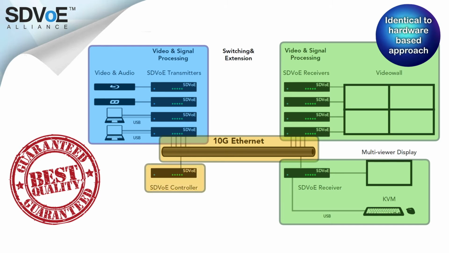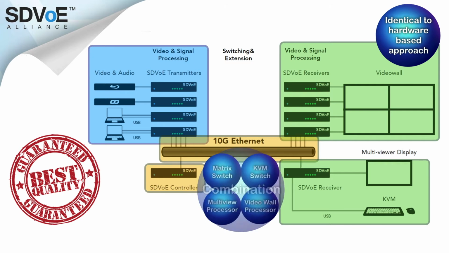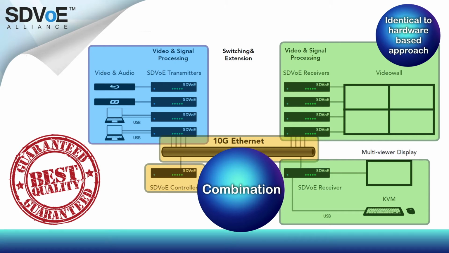Now, software takes over to tell the system what it is: a matrix switch, a KVM switch, a multi-view processor or a video wall, or maybe a combination of all of these things. Whatever application you need today can be changed tomorrow with some minor reconfiguration of the software. We call this software-defined video.